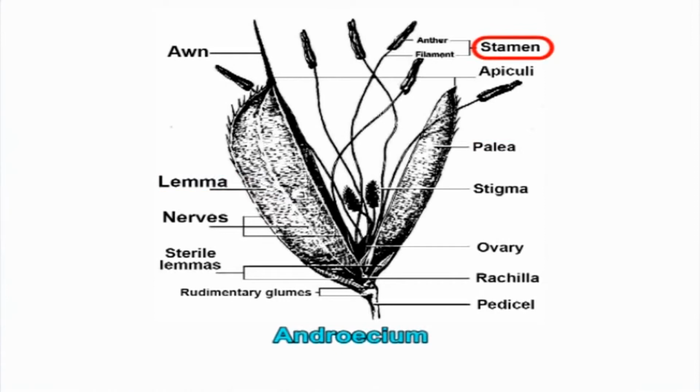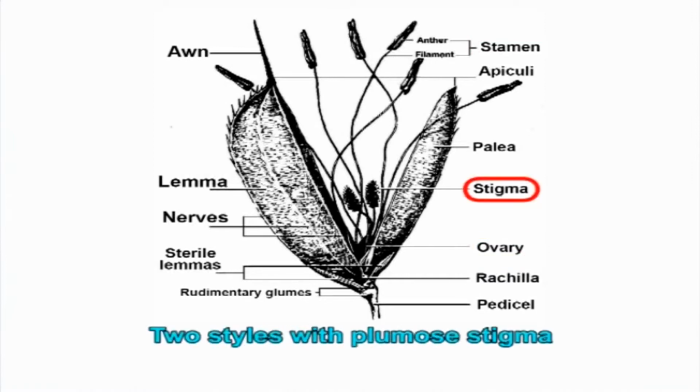The androecium consists of 6 stamens, with bilobed anthers, basifixed, linear and pendulous. The gynoecium consists of a superior ovary, monocarpellary, unilocular, and 2 styles with plumose stigma.